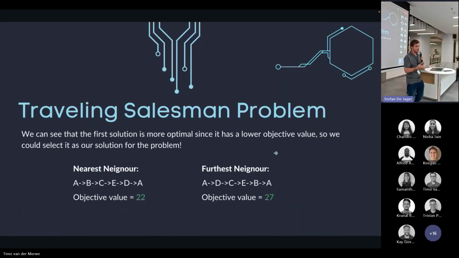So we can see that our first solution is more optimal since it has a lower objective value. Our nearest neighbor heuristic found a solution with an objective value of 22, while our furthest neighbor heuristic found a solution with an objective value of 27. So we could select the first solution that we found as our solution for the problem. Or we could continue to construct even more solutions using different heuristics.